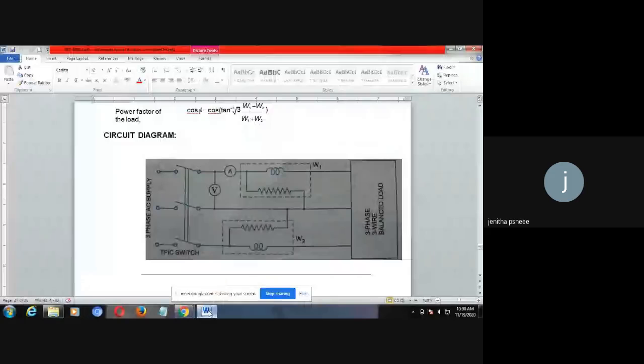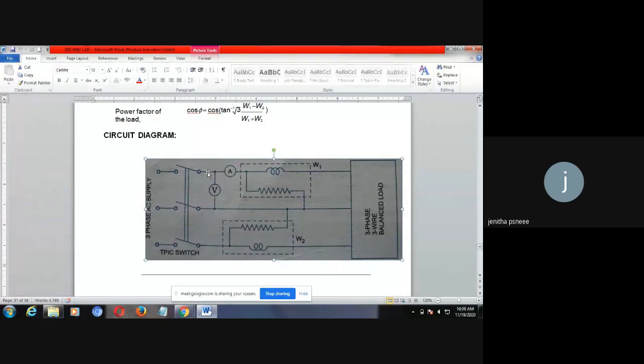So see here, for measuring the power, you are using two wattmeters. You already know the wattmeter. There will be one current coil and one pressure coil. This is the current coil and this is the pressure coil. It will read the current and voltage, and the product of voltage and current is power, isn't it?